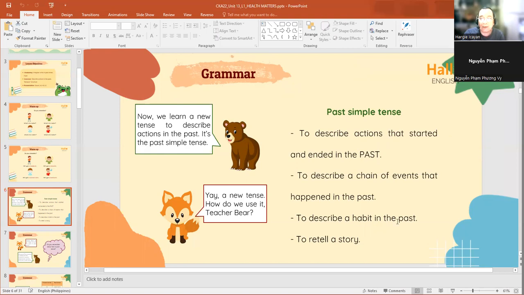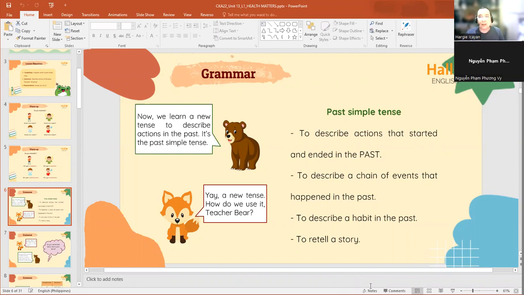We're just reviewing our lesson from last time. So when we say past simple tense, what does it mean? It describes an action that started and ended in the past. Yes, that means it happened in the past already, it's already been done, it's already been finished. Now we should remember that under the past simple tense there are rules to be followed.